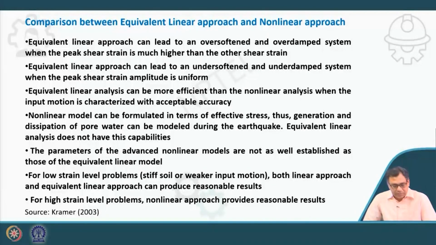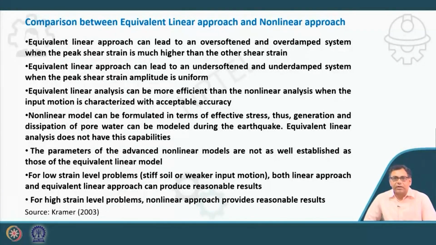Now, the non-linear model can be formulated in terms of effective stress. Thus, generation and dissipation of pore water pressure can be modeled during an earthquake, whereas the equivalent linear analysis does not have that facility. So that is the advantage of the non-linear model. Both generation and dissipation of pore pressure can be modeled during the earthquake, but with the equivalent linear approach we cannot do this modeling.